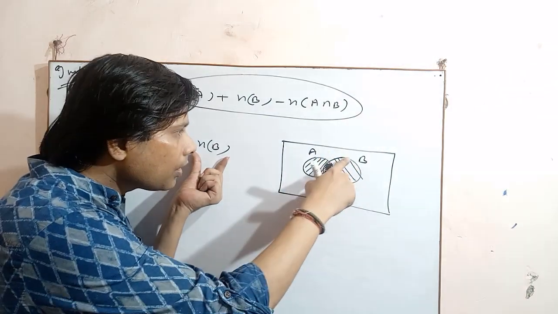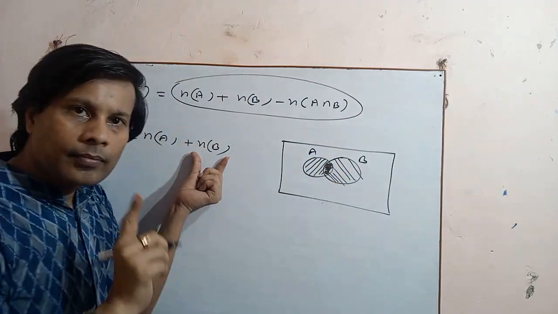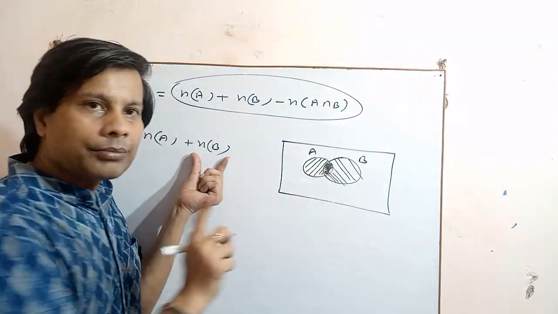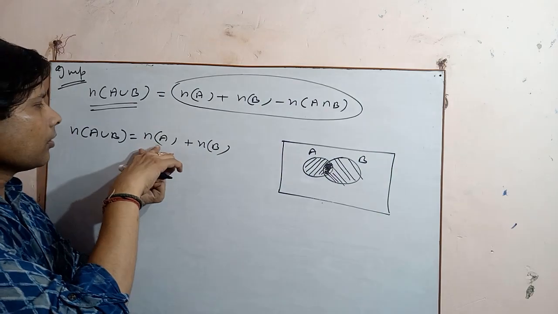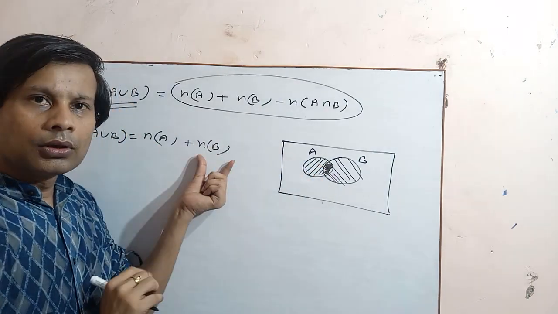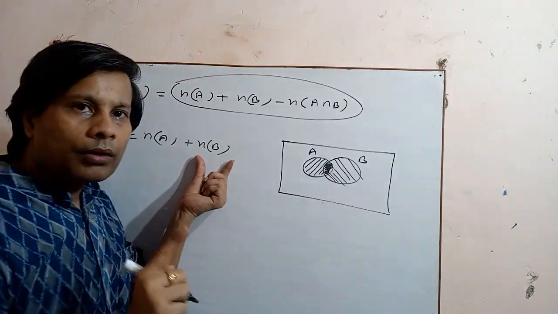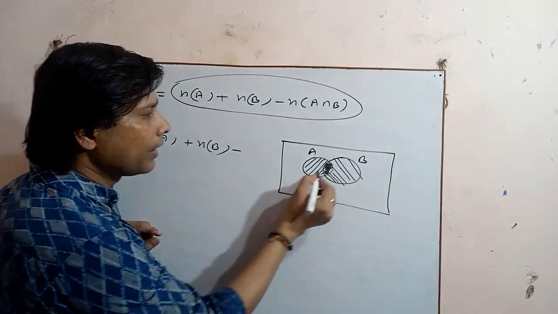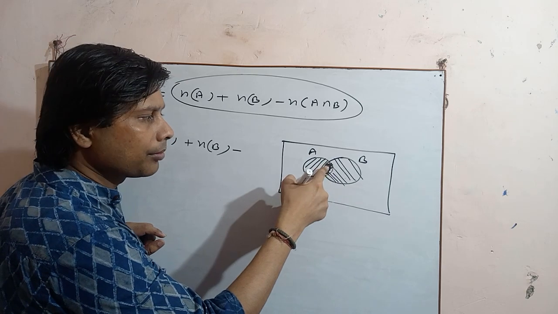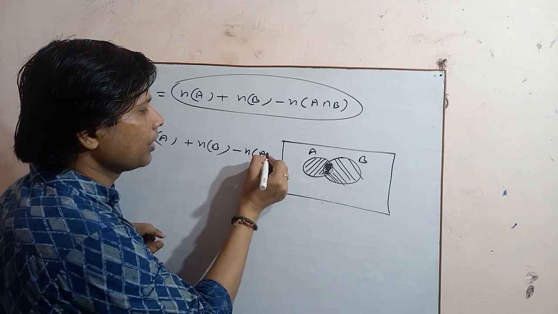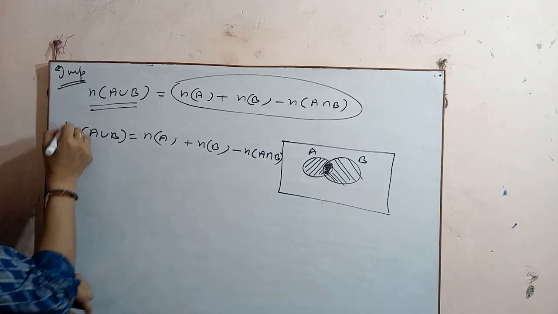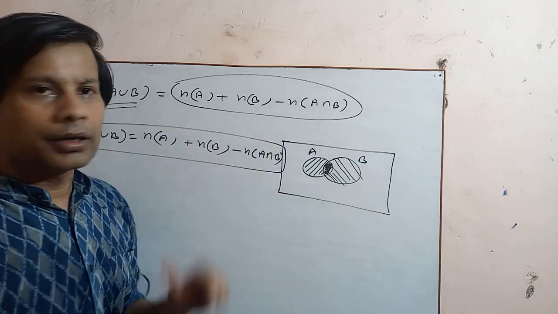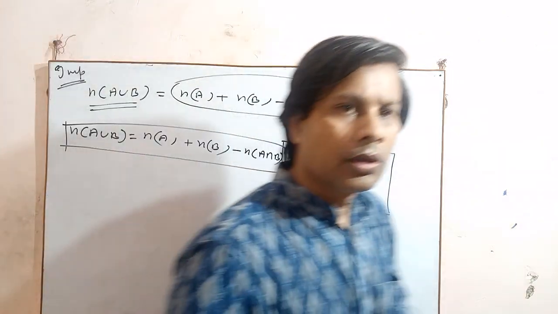So for B I am taking this part again, and in the diagram it should be taken one time only, and I have taken it two times. See, this part is in A also and in B also. So this part I have taken two times, one time it should be subtracted. So that's why minus, and this part is called A intersection B. So minus number of elements in A intersection B, and this is the simple formula. You need to learn it. By using the Venn diagram, it will be very clear to you.